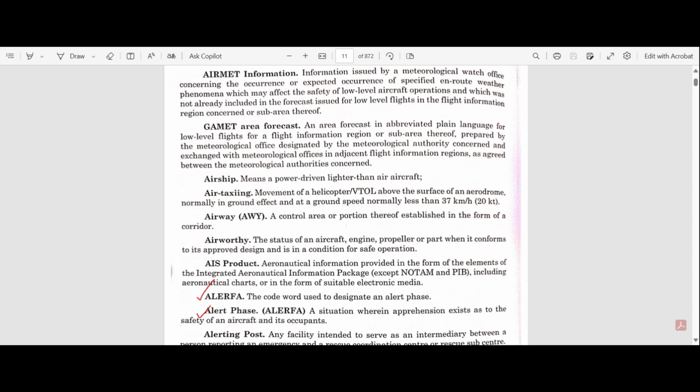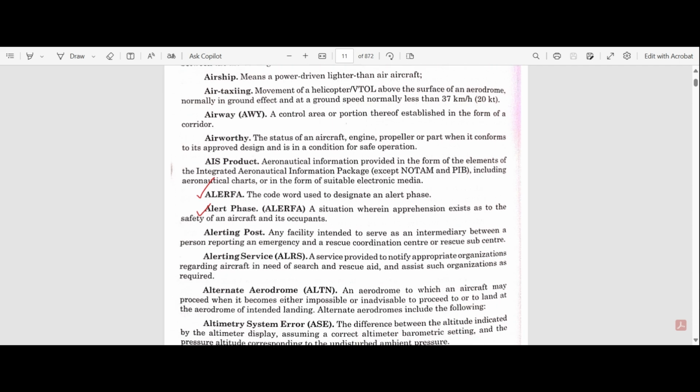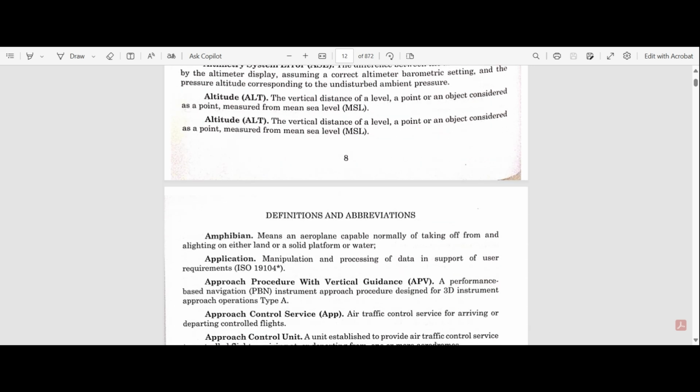Then you need to know altitude. Altitude, it is the vertical distance of a level or a point or some object which is considered as a point, and remember altitude is always measured from the mean sea level.